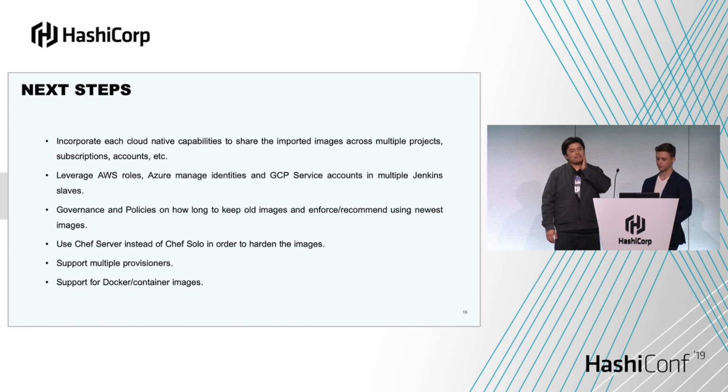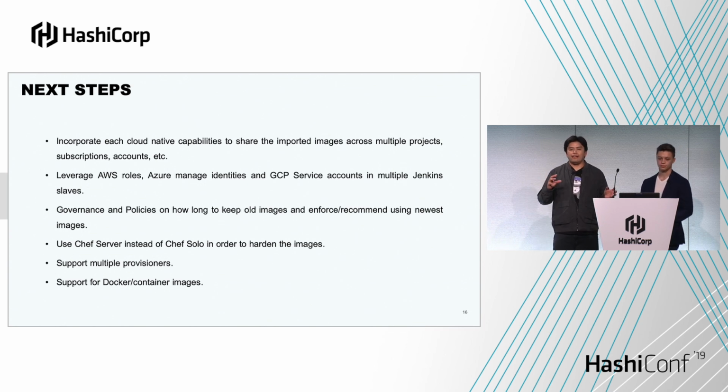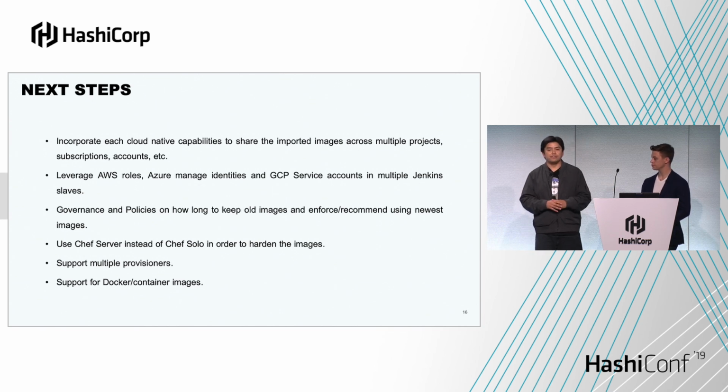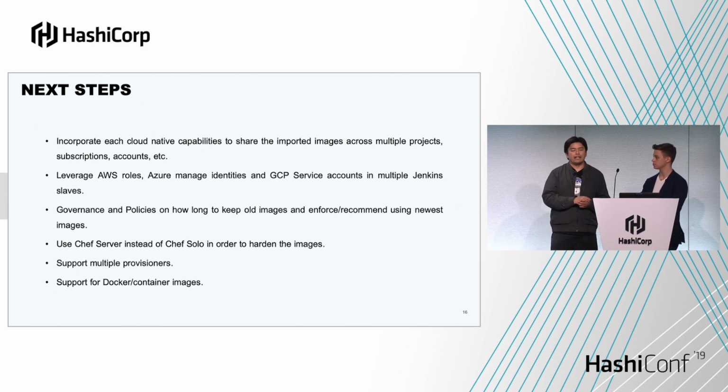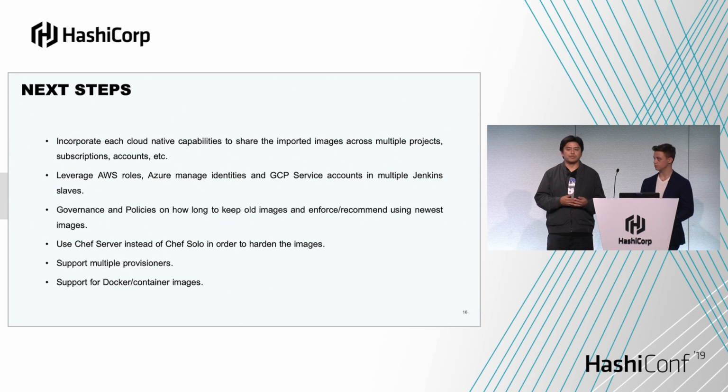And now our Jenkins slave is using service principals with keys, Amazon keys, those things. It is nice. Jenkins has a nice plugin to store secrets. But again, a more elegant solution would be to have slaves on each cloud and attach those identities to the slave itself, using Amazon roles, Azure managed identities, and GCP service accounts. And we want to put some governance and policies in place for how long we are going to keep these images, and how to enforce development teams to use the latest version, things like that.